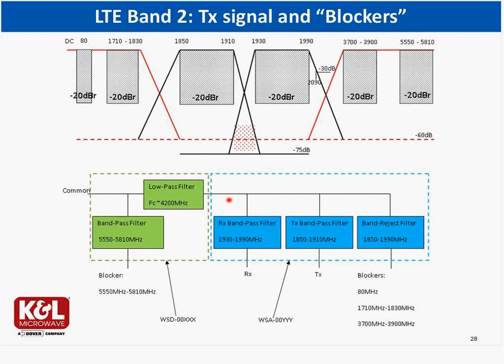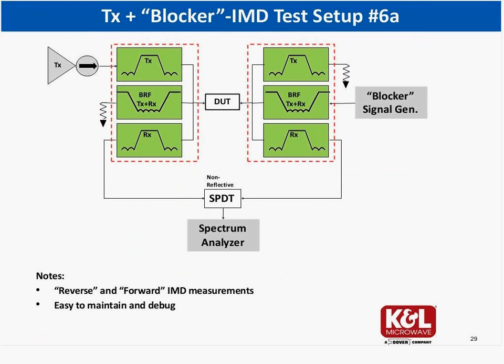So case study, LTE band 2, noting the bands. This is the blocker, 80 megahertz, and here blockers, and here blockers, and here. Obviously, a band reject cannot hold all the way to 6 gigahertz, so we are introducing this low-pass band pass on the left to do that. This is what we have. We have a TX, RX, and BRF. This is the blocker signal generator, and this is the setup 6A.